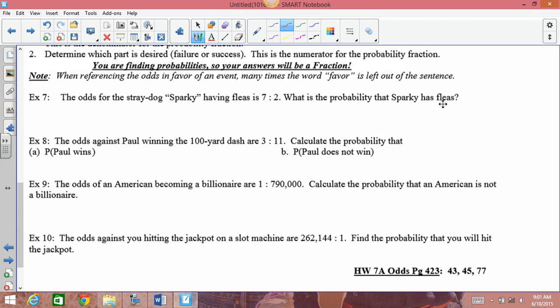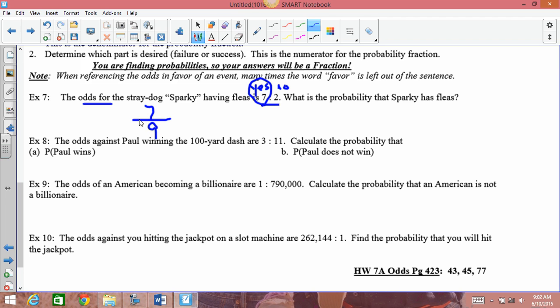What's the probability that Sparky has fleas? Well, it says the odds for him having fleas, so it says odds for, then that means that the 7 represents, that's your first number, the success that he does have fleas. So I'm going to put a yes there. 7 represents yes, he has fleas. 2 represents then no fleas. If I want the probability that Sparky has fleas, on the bottom, I add my two numbers together, 9 total, and then for the probability that he does have fleas, I want to choose my yes, and my yes number is my 7. So the probability he'd have fleas then would be 7 over 9.